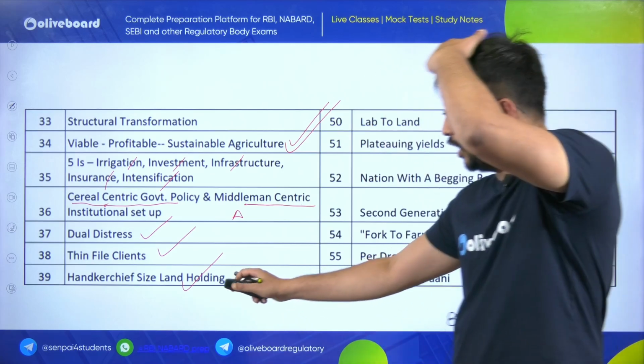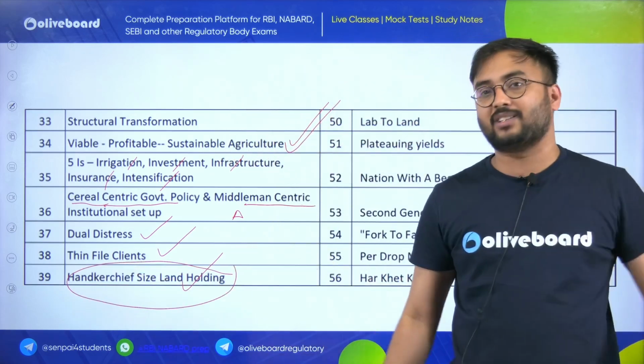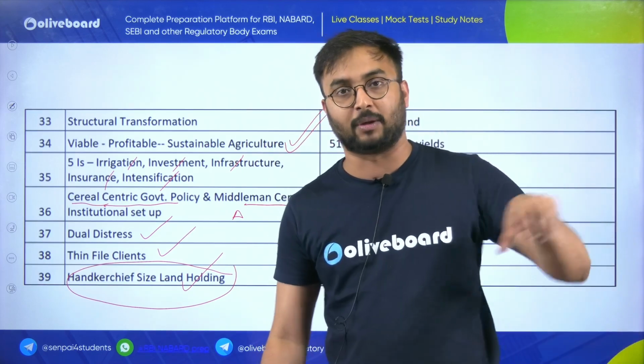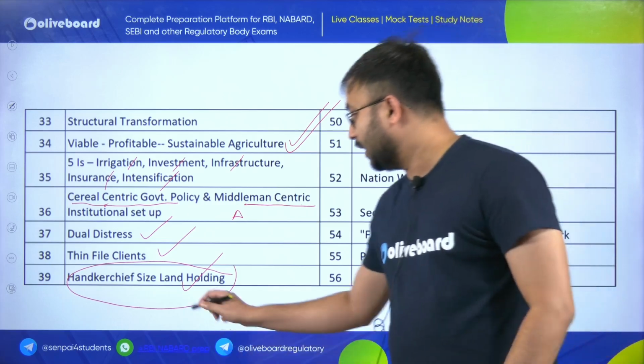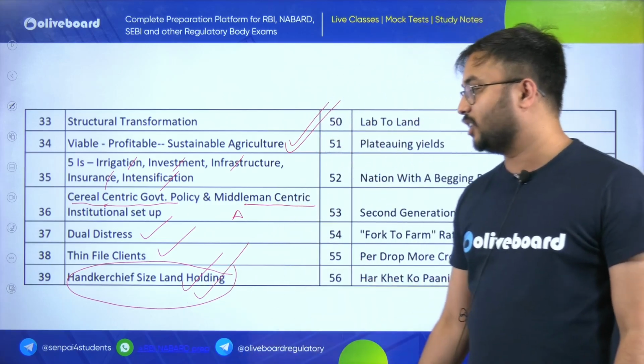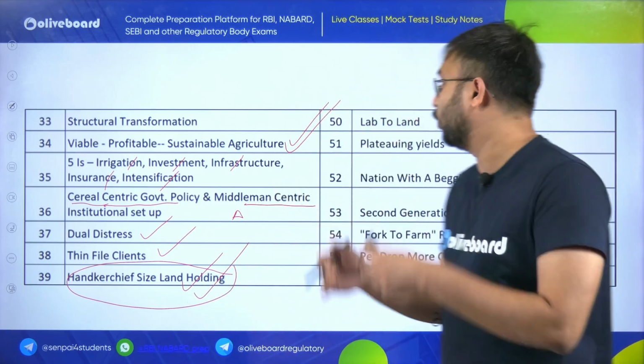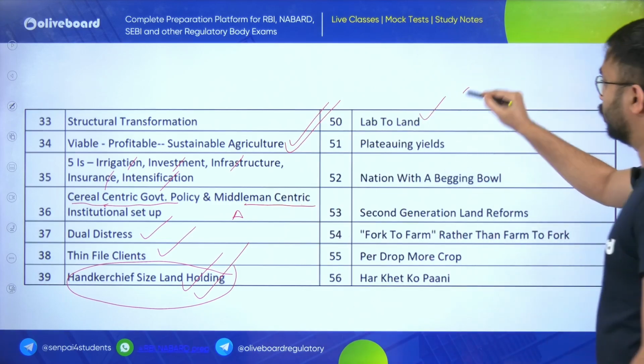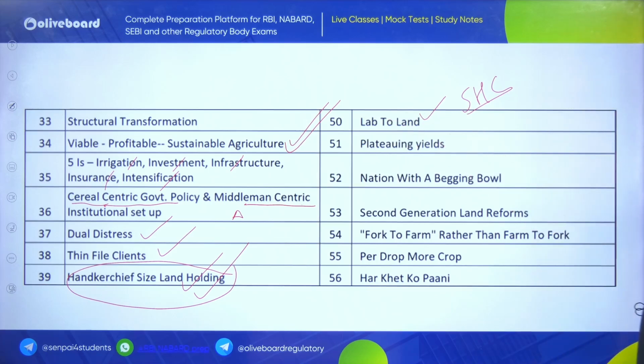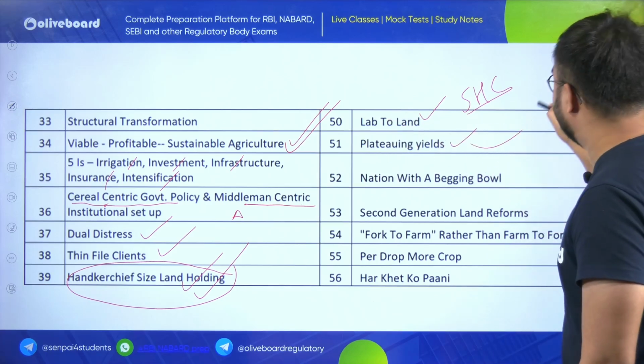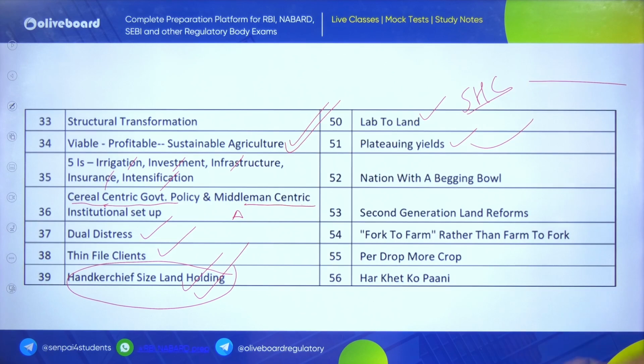Next, dual stress, thin file clients and handkerchief-size land holding. Very beautiful keyword. Utilize this keyword whenever you are discussing small and medium farmers and small farmers. Talk about how today the condition for farmers is handkerchief-sized land holding, very small land holding. Lab to land, Soil Health Card scheme, you can write this tag. Plateauing yields, it is nothing but flat yields. So no increase in yield is there.